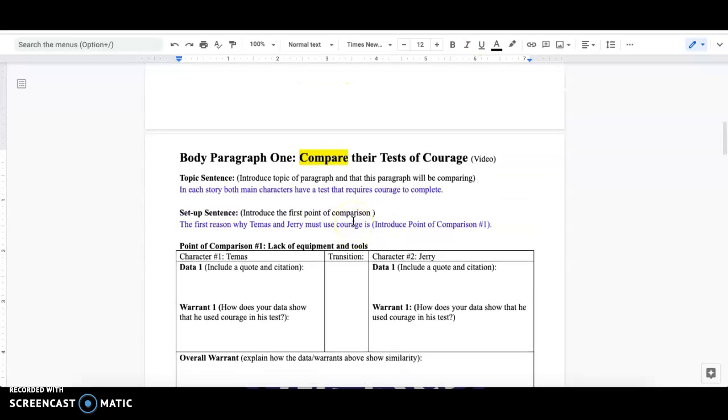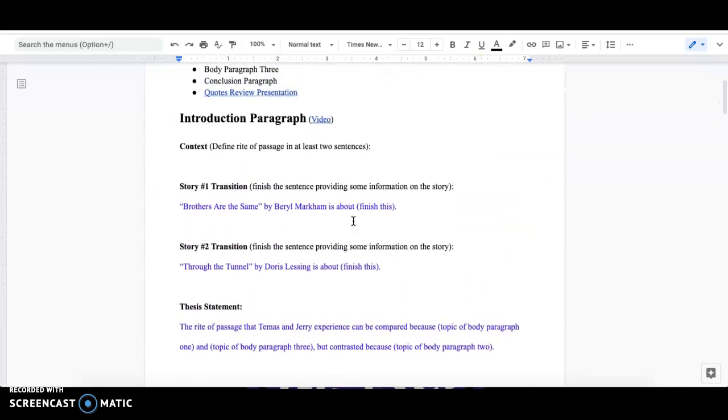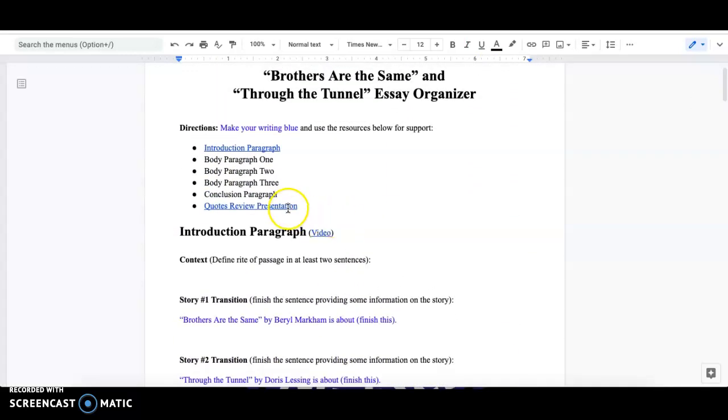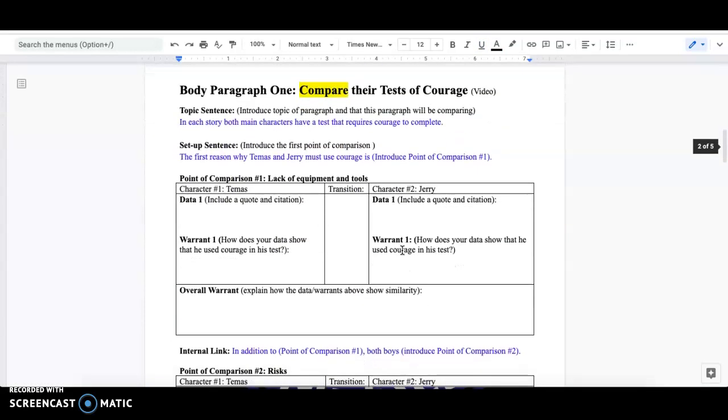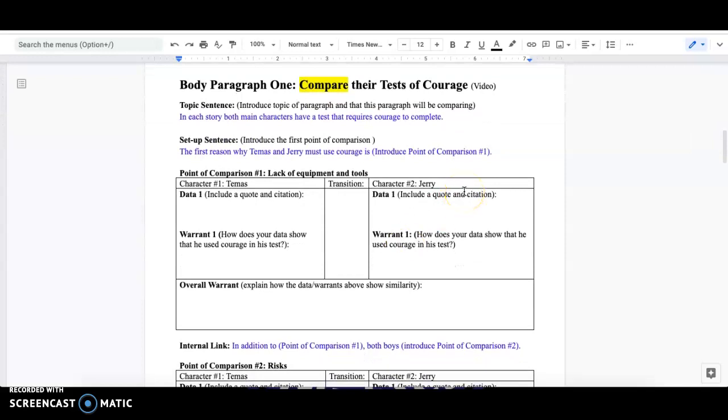I'll also remind you that because we will be using quotes in our data points, you should use this quotes review presentation that we went over to assist you in writing data points that use quotes and citations properly. But body paragraph 1, again, you're comparing the fact that both tests required courage.